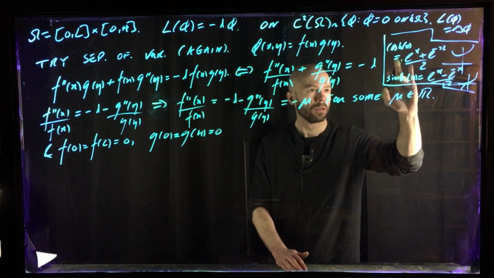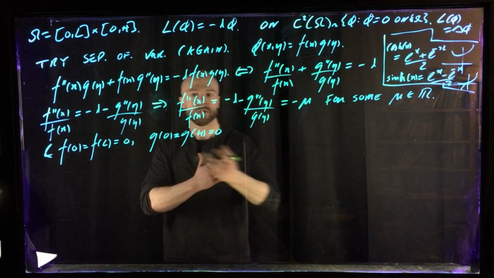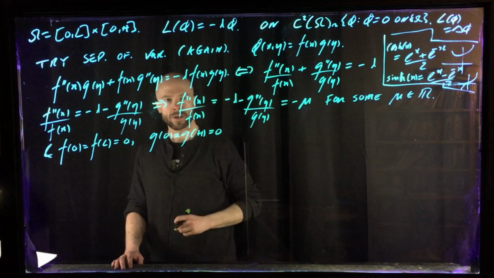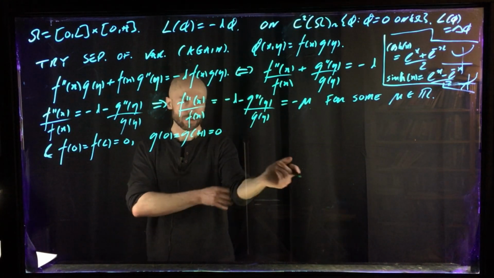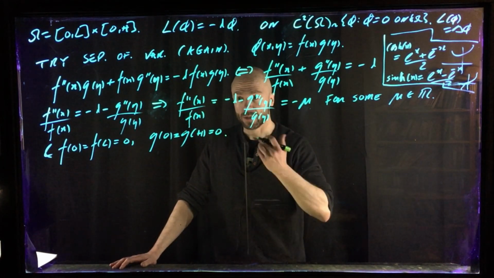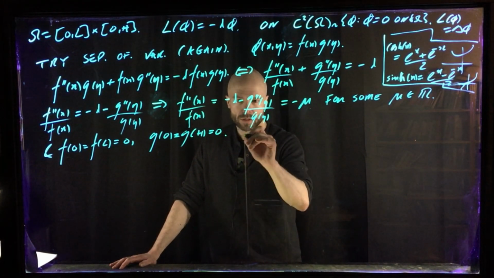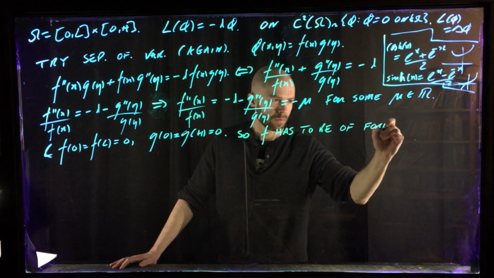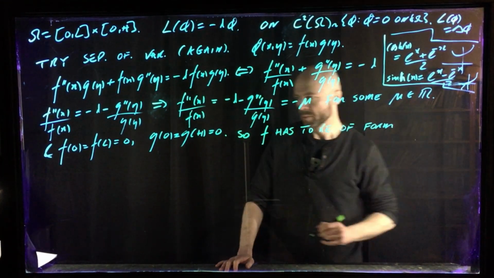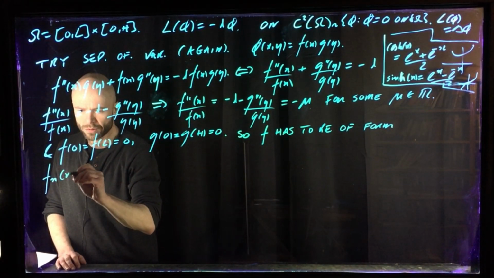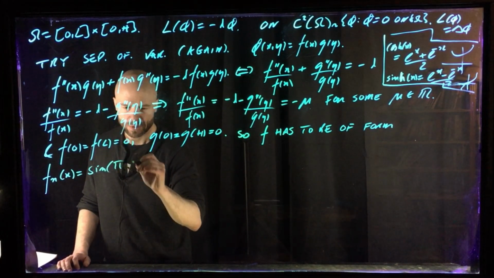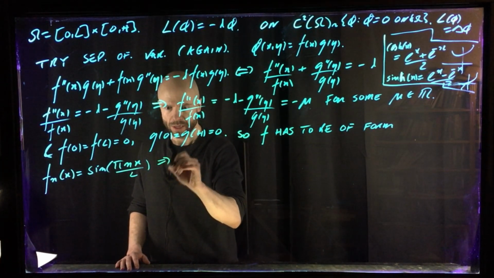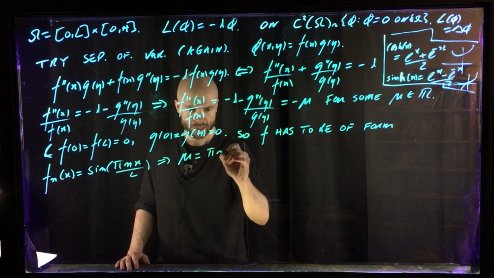On both ends of the boundary. So we are going to make the assumption that mu is actually a positive number, and therefore we are in the territory of sines and cosines. Okay, cool. So this being our situation, now we are really in familiar territory. So looking at f, f has to be of the form f_n of x is going to be sine of pi n x over L, right? And this implies that mu, therefore, is going to be (pi n over L) squared.